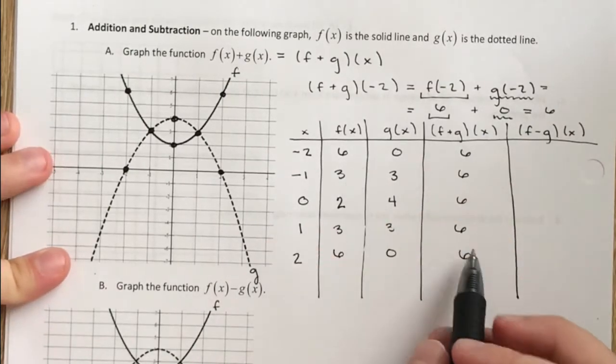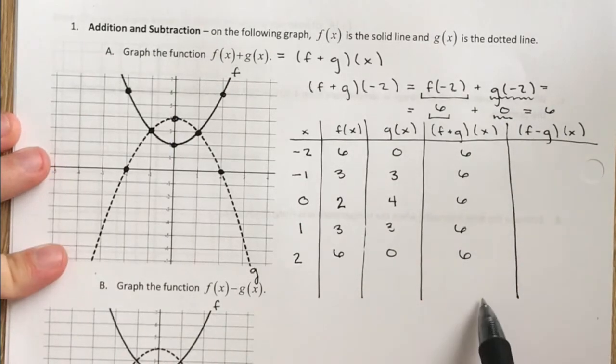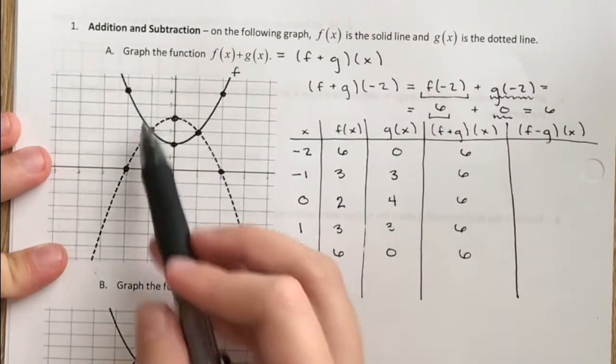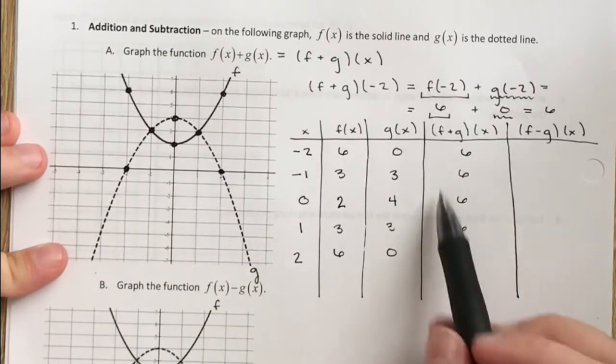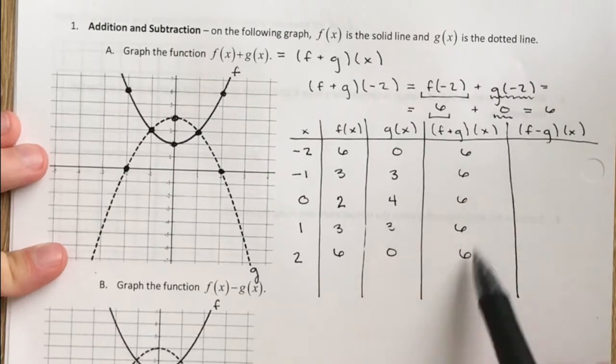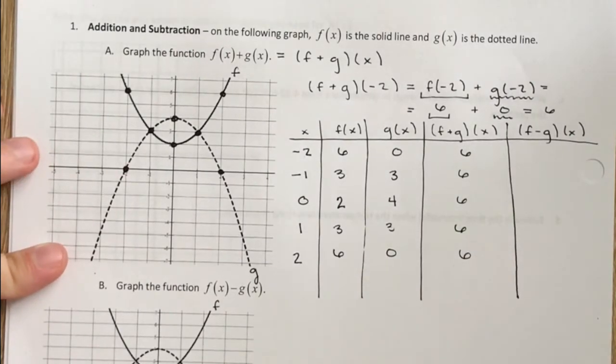So, very interesting that these all happen to be the same thing. That's not a coincidence. It just means we have two very particular graphs that we're adding together, but it didn't have to be this. It won't always be all the same value. Let's go ahead and graph this really quickly.